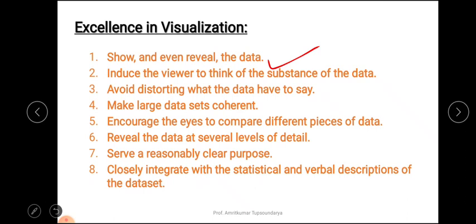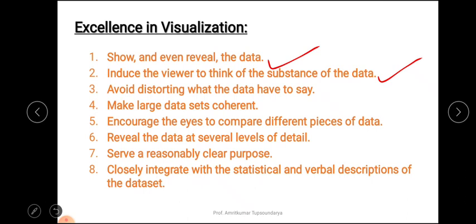The second is to induce the viewer to think of the substance of the data. By this I mean the format of whatever the visual representation is. Let's say the format of the graph should be so natural to the data that it hides itself and lets the data shine. So the format should be represented in such a way that it is hidden, but at the same time the data is highlighted.